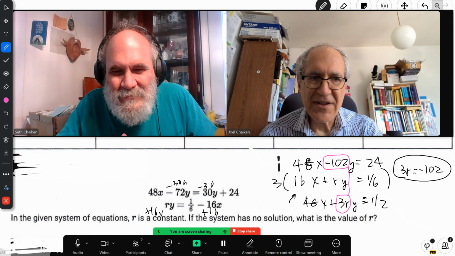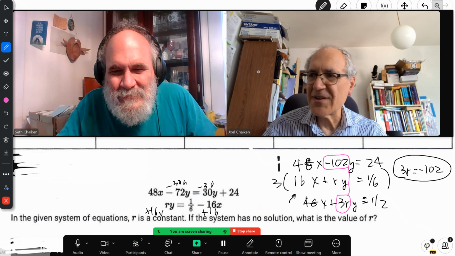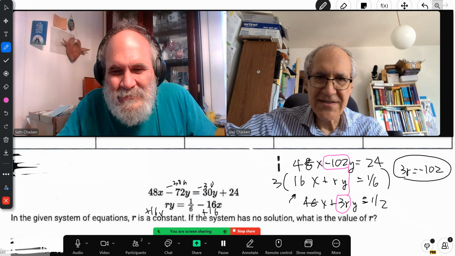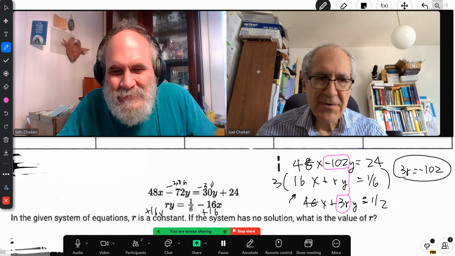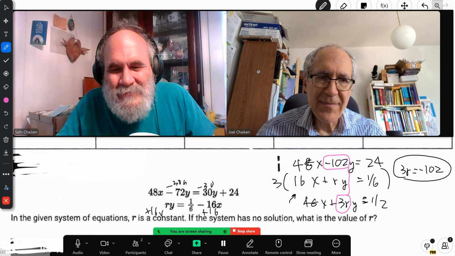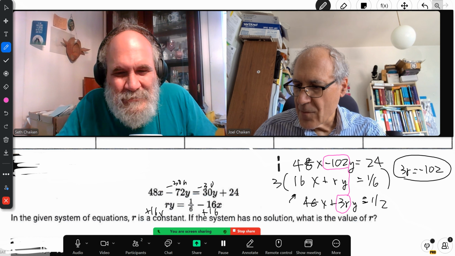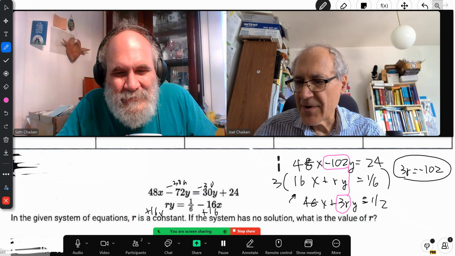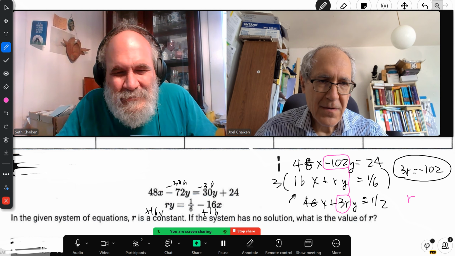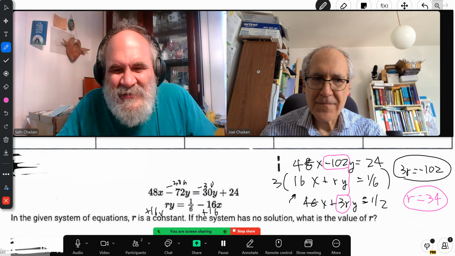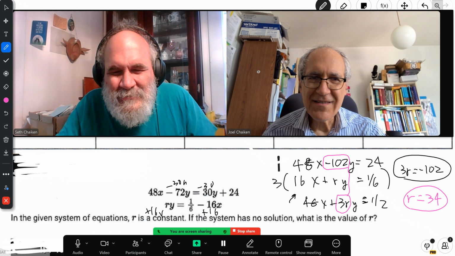So of course calculators are allowed. You really should have your own calculator because you don't want to waste time opening up Desmos. So it's 102 divided by 3. 102 divided by 3 is 34. You could probably even do that without a calculator. Negative 34. Oh my God, Seth.